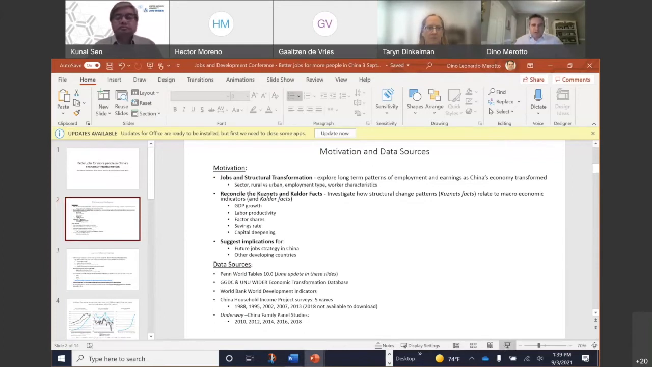So the motivation for the presentation really is one of exploring long-term patterns in jobs and structural transformation in a very rapidly growing and very important economy. And to break down these patterns using both macro data as proximate determinants of what we observe, but following micro data in order to see what's going on in terms of labor movements and in terms of the worker characteristics. Who is it that benefits from these movements, and who, if anyone, is left behind?